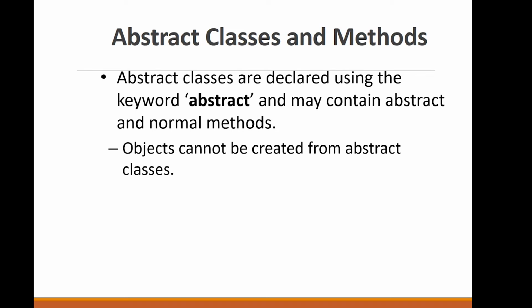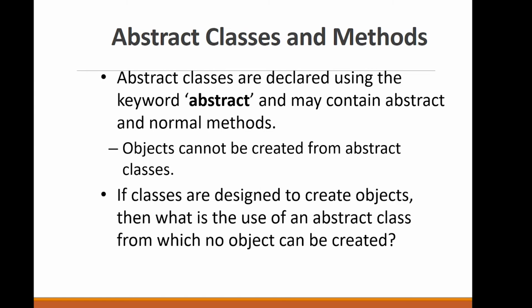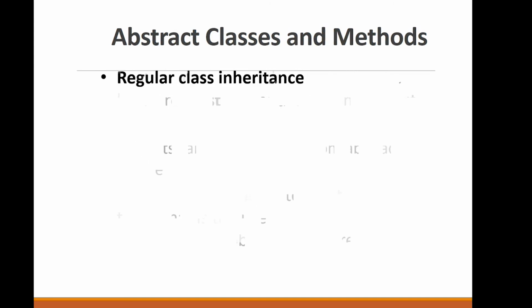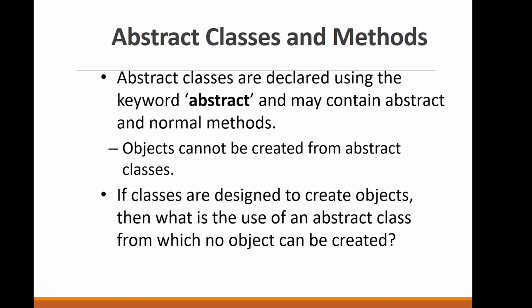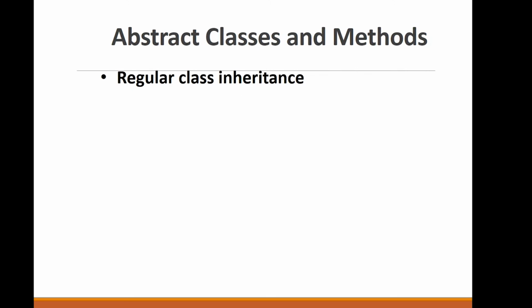So, when we say abstract classes, we are going to use the keyword abstract. Take note that abstract classes cannot create objects. So if classes are designed to create objects, then what is the use of an abstract class from which no objects can be created? As you can see, abstract classes.